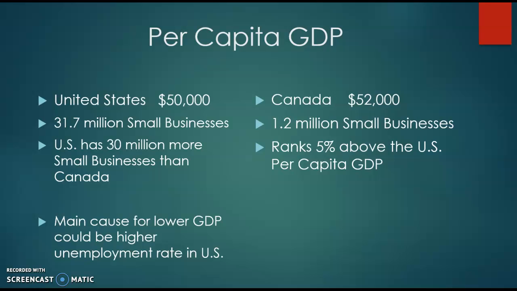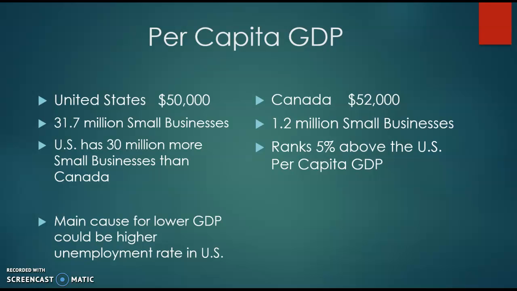The United States has 31.7 million small businesses. Canada only has 1.2 million small businesses. The US has 30 million more small businesses than Canada. Looking at the per capita GDP, Canada ranks 5% above the US in this category.